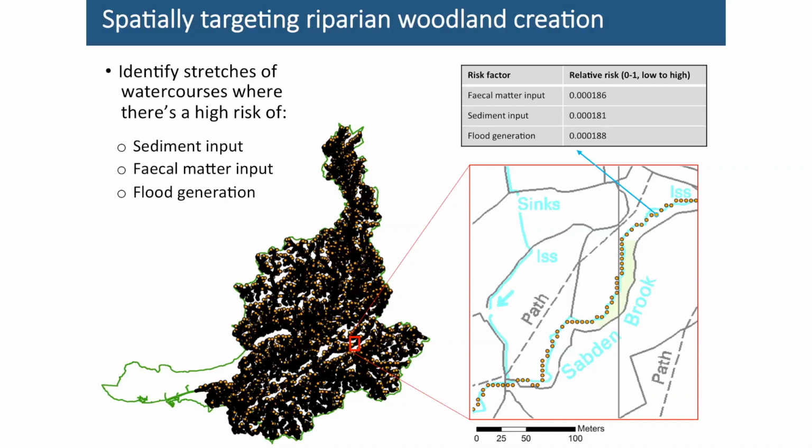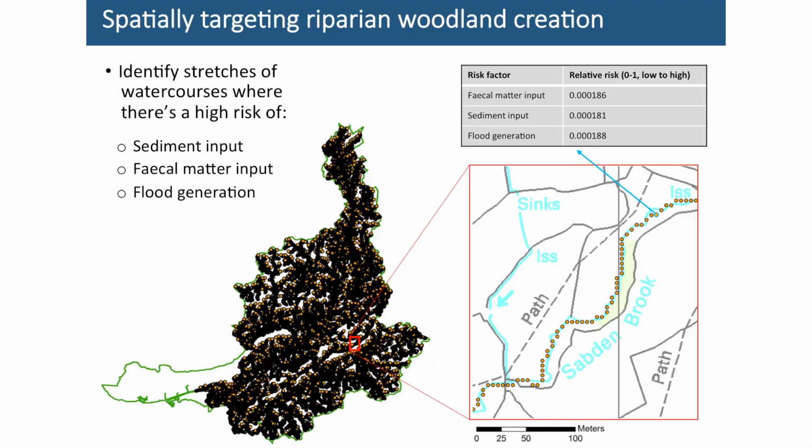First of all, I'm going to talk you through a model that we produced that helped us spatially target where we were going to create new riparian woodlands within the Ribble catchment. This model covered the whole of the Ribble catchment, which is over 500 square miles, so it's a big catchment. We asked SCIM to produce a tool for us that would help us map the risk of sediment input, faecal matter input, and the risk of flood generation across the whole of the Ribble catchment. And this is the tool that he produced for us.